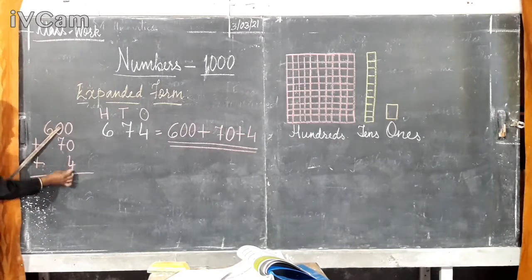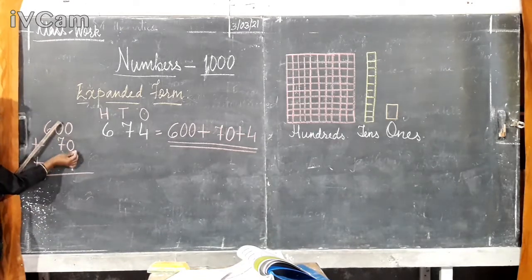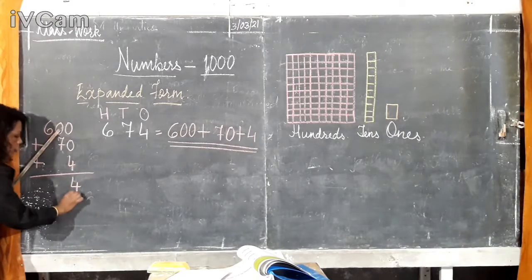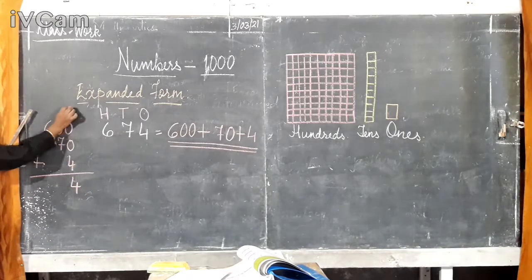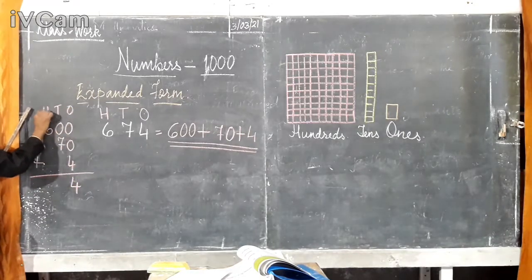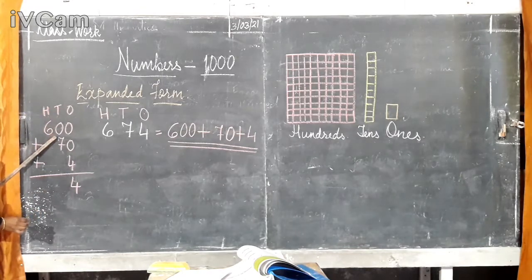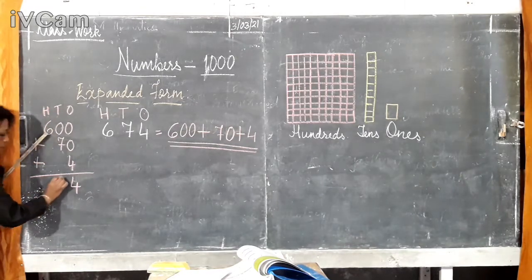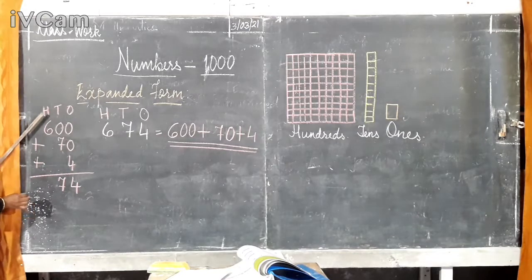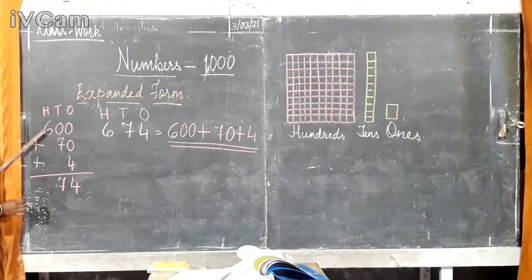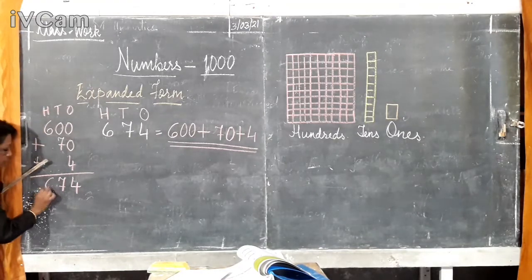0 plus 4 is 4. 0 plus 0 is 0. This is 1s, 10s and 100s again. So under 10s, 0 plus 7 is 7, and there's no number here. And under 100 you have 6. 6 plus nothing is 6.